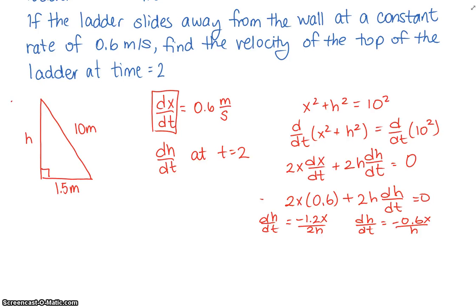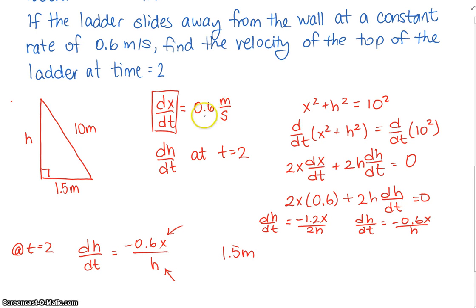So since we want to figure out now at time equals 2, we need to consider a few things here. We've got our dh/dt is equal to negative 0.6x all over h, which means we need to know what x is and what h is when time is equal to 2. Now the x means at time equals 2 seconds. So in order to find your x coordinate, we know that we're starting at 1.5 meters away from the wall, and that we're moving at 0.6 meters per second away from the wall. So 0.6 times 2 seconds, we'd have 1.5 meters plus 1.2 meters. So our x value at this time will be 2.7 meters.